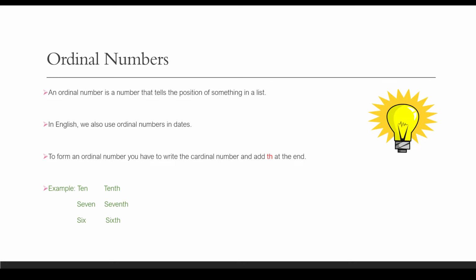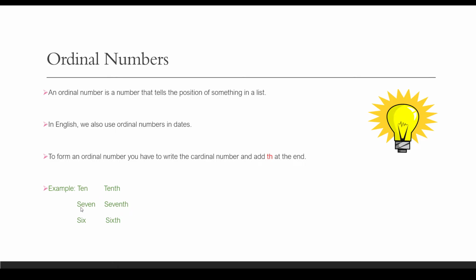Okay? And to form an ordinal number, you have to write the cardinal number and add a th at the end most of the times, but there are some exceptions too. For example, the cardinal number 10 and the ordinal number is tenth. In Spanish, diez, cardinal, diez, ordinal, décimo. Then we have 7, cardinal number, and the ordinal number is seventh.